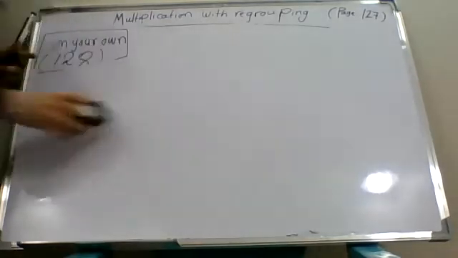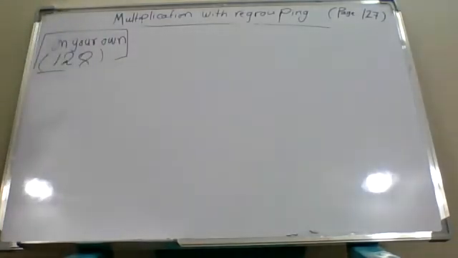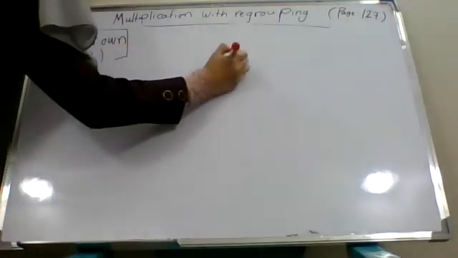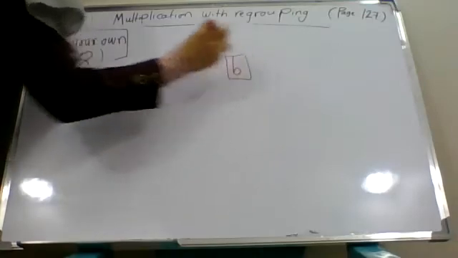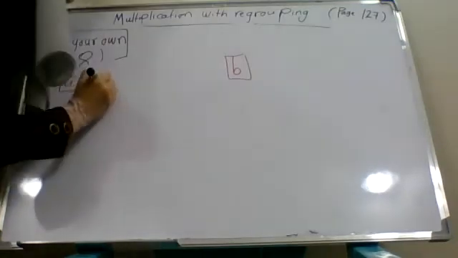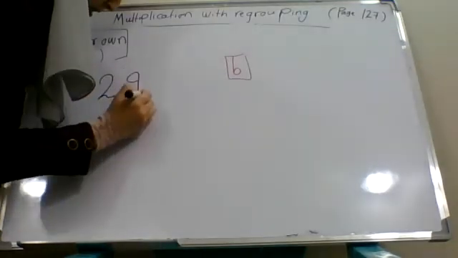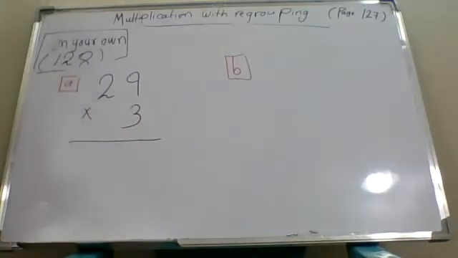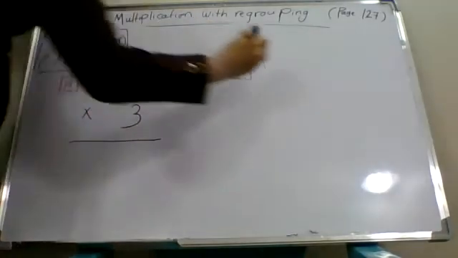Question number 2, which is find the product of each of the following: 29 and 3. So A, and I have B. The first one is 29 and 3. This is 29 times 3. And the second one is 19 and 8.